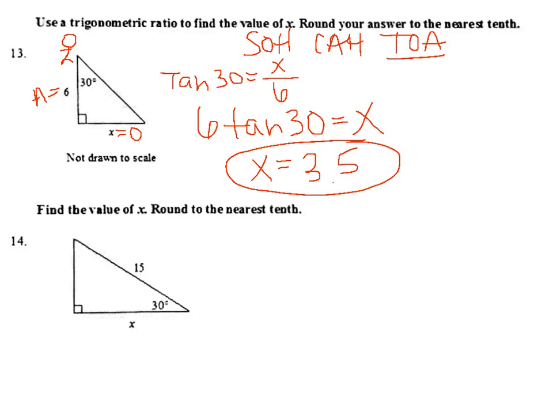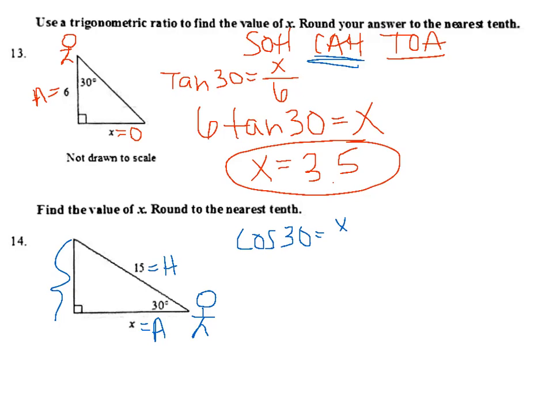Now I'm going to do the same thing down here for number 14. Draw my person at 30 degrees. I see that my adjacent side is x and my hypotenuse is 15, but they don't give me any information about my opposite side. So when I have A and H looking up here, I see I use cosine. So cosine of 30 equals adjacent over hypotenuse.